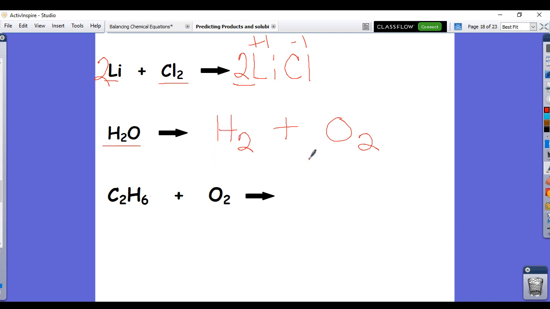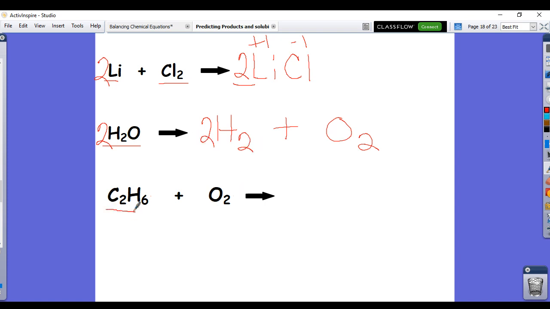Now, to balance this, we have 2 oxygens and only 1 on this side. So the only way I can make 2 oxygen is put a 2 in front of the whole thing, which then changes my hydrogen to 4. So now I need to put a 2 here. And so 2 times 2 is 4.